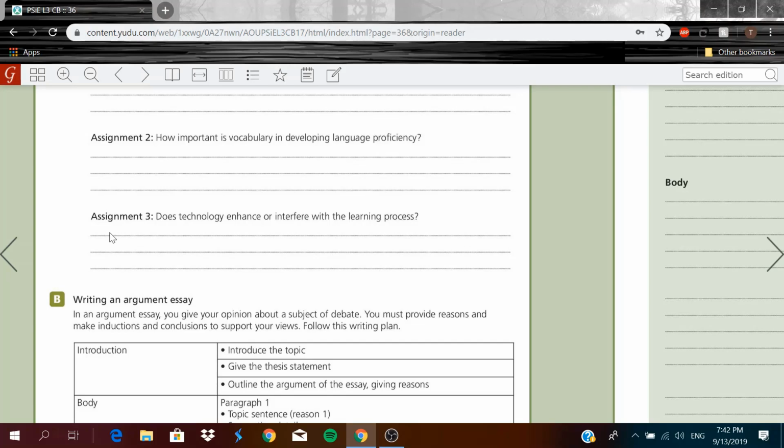Again, I'm rephrasing the statement to my opinion, my conclusion. So again, does technology enhance or interfere with the learning process? I'll say technology can both enhance and interfere with the learning process. Okay, so that was thesis statements. I hope you now know how to write your own thesis statement.